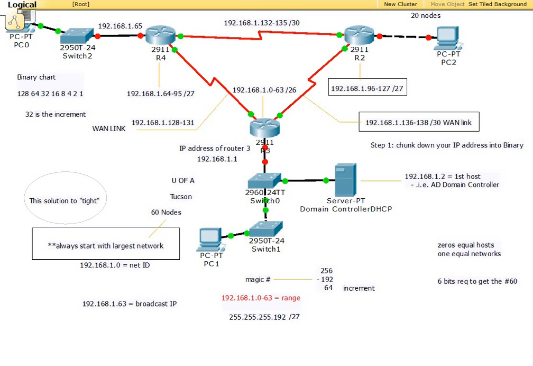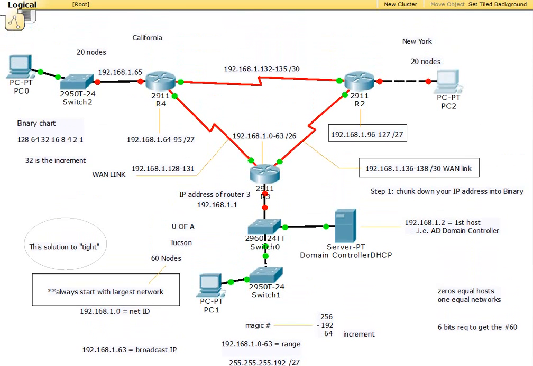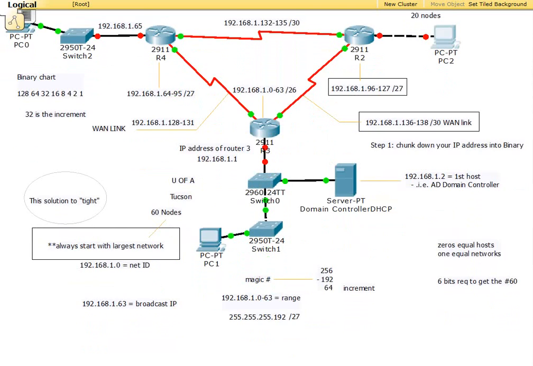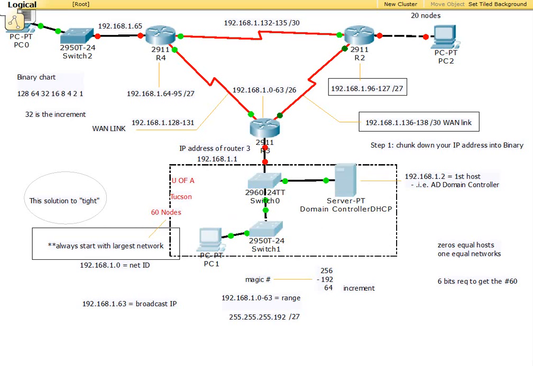Excellent. Then I went ahead, took the liberty, this scenario is by no means complete, but I did assign the IP address to router 3, 192.168.1.1. Okay, that's going to be the default gateway for all the devices in this network here.